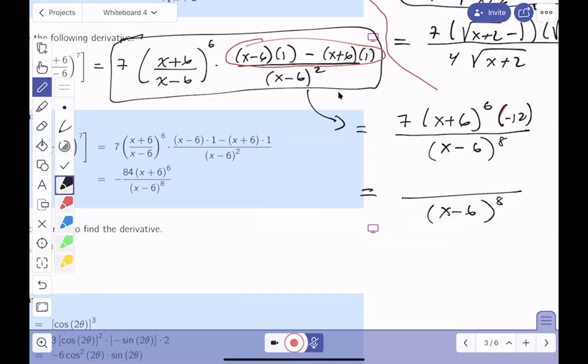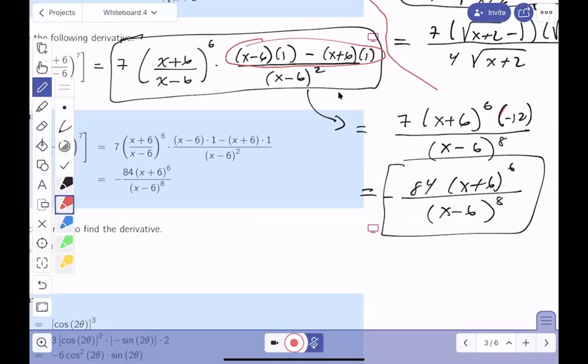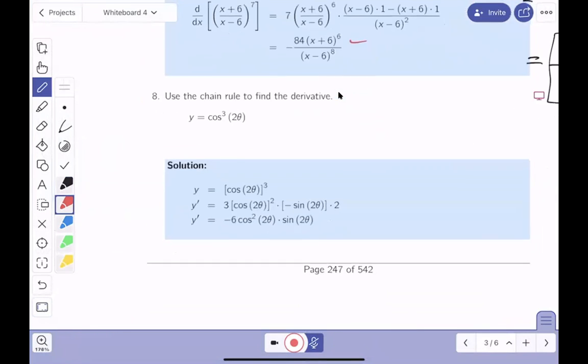Okay. 7 times 12. I know it's a negative number. That's going to be 70 and 14, 84. And x plus 6 to the 6th power. Put a box in that. Get my red ink out. Look at this. Look at this. And I feel pretty good about that. All right. Let's do the next one.